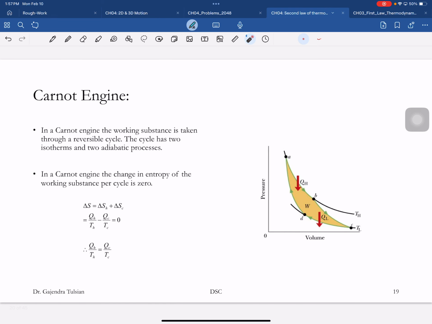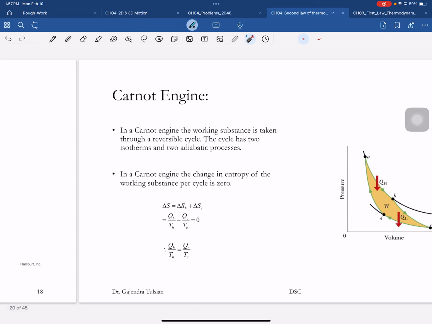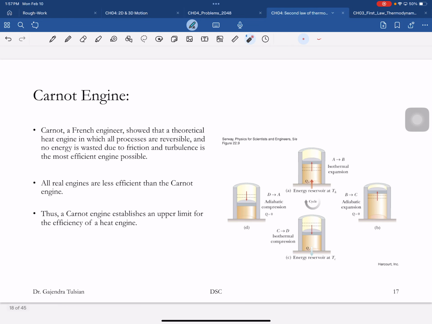And here is Carnot's. So the working gas would go through an isotherm, an adiabatic process, an isotherm, and an adiabatic process. That's the cycle it would go through. Real engines are less efficient than the ideal engine, of course. So Carnot's engine just establishes an upper limit. Okay? So this is a mental concept.